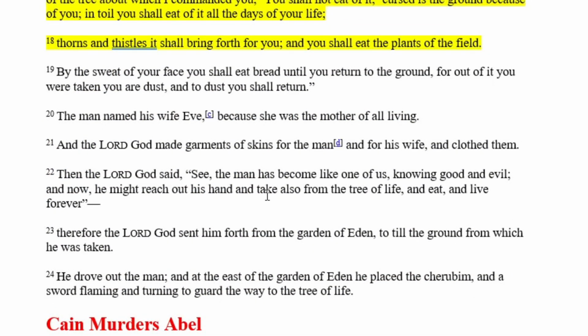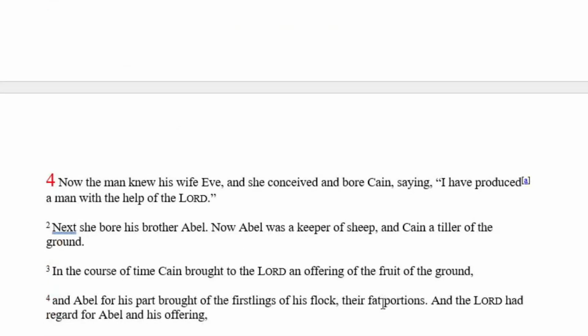Then the Lord God said, see, the man has become like one of us, knowing good and evil, and now he might reach out his hand and take also from the tree of life and eat and live forever. Then it switches to the next one. Therefore, the Lord God sent him forth from the Garden of Eden to till the ground from which he was taken. But what's happening here is there's a transition. He's talking and then sending him someplace. We don't catch these. There's a reason he's breaking them up the way that he is.